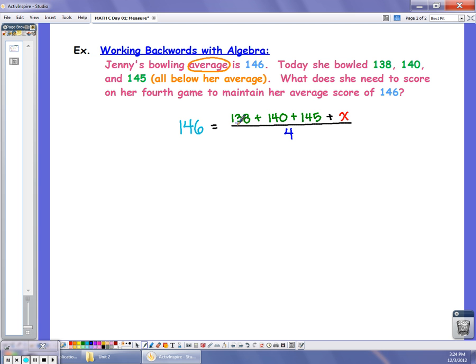So the 138 represents the first game, 140 the second game, 145 the third game, and X would be the fourth game, the game that she needs to score to maintain her average of 146. Now we're just going to do the math. I'm going to add the 138, the 140, and the 145, and all of those together give us a total of 423. So now I have 423 plus X divided by 4, and all of that is going to equal our average, and that average we stated earlier is 146.